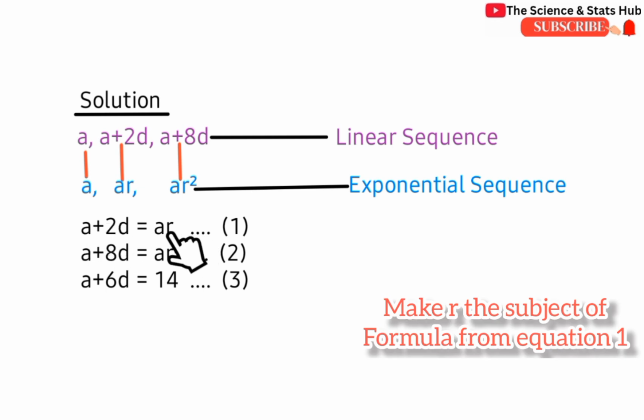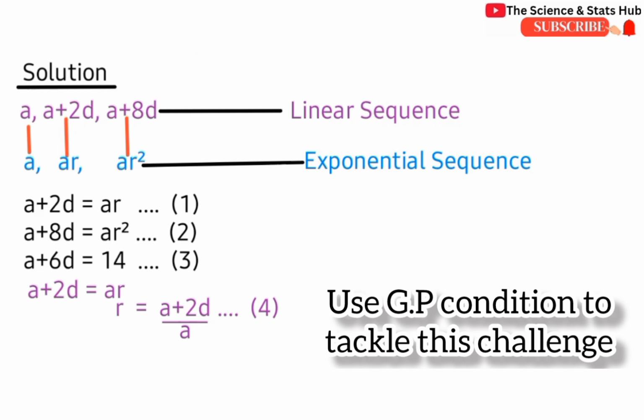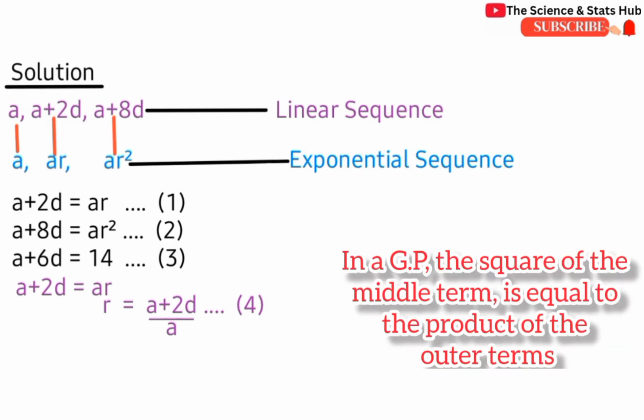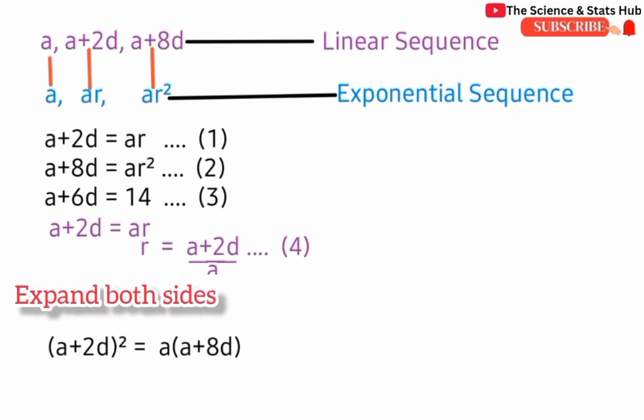Now let's make R the subject of formula from equation 1. From equation 1, R will be equal to A plus 2D divided by A. Call this equation 4. Now let's use the GP condition to tackle this challenge. In our GP, the square of the middle term is equal to the product of the outer terms. Now let's expand both sides.